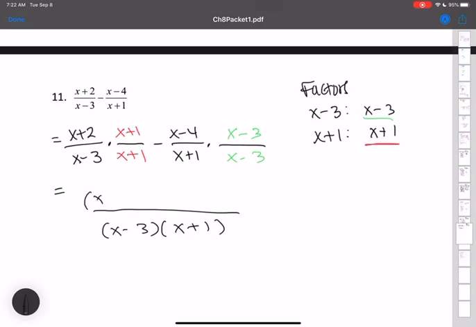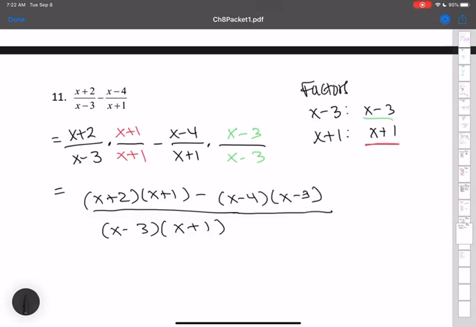Up top, we have x plus 2 times x plus 1. And then minus, now there is a lot going on here, okay? We have this entire x minus 4 times x minus 3. But what I'm going to do is I'm going to put in brackets because it's going to look crazy with so many parentheses. Let me show you just with the parentheses first here.